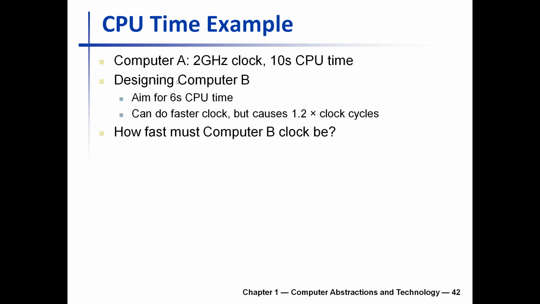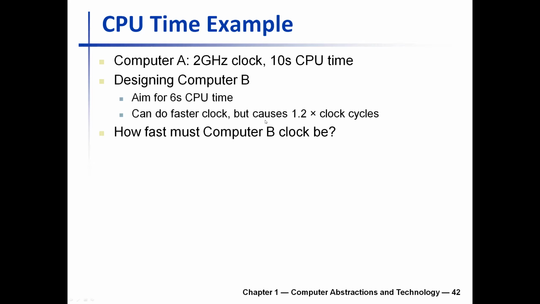So here's the summary. The same information organized in a better way. Computer A uses a 2 gigahertz clock, 10 seconds CPU time. You are designing computer B. The target is to complete the same program in 6 seconds. You can use a faster clock, but using the faster clock means you are going to use more clock cycles, because to use a faster clock, your hardware needs to be made simpler, so you can't complete the same operations the same way.